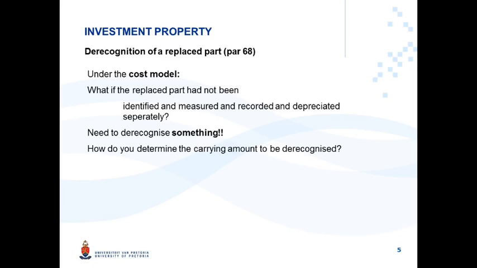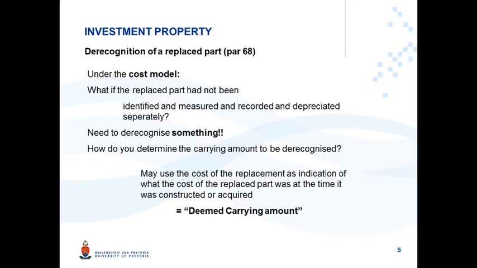But what if the replaced part had not been identified and measured and recorded and depreciated separately? You still need to derecognize something. How do you determine the carrying amount to be derecognized? You calculate what is referred to as a deemed carrying amount, where you use the cost of the replacement as an indication of what the cost of the replaced part was at the time it was constructed or acquired.